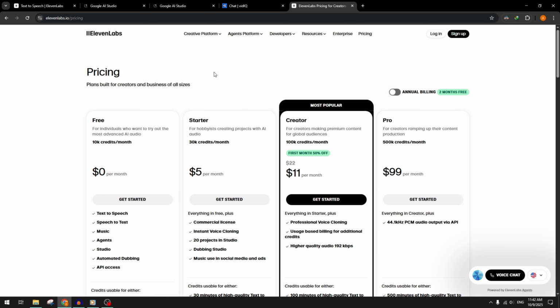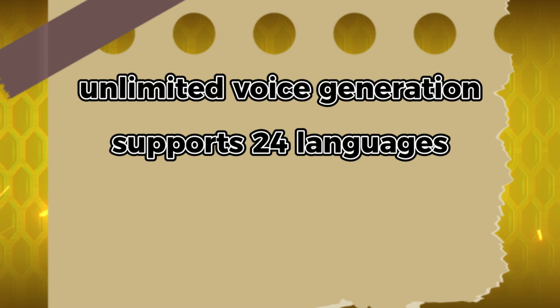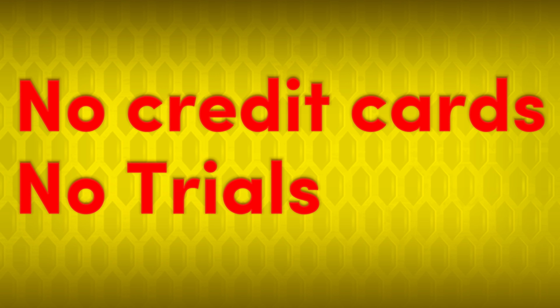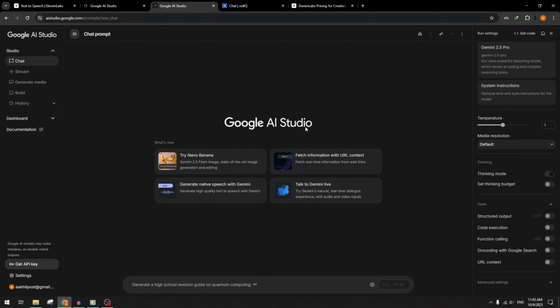But what if I told you Google has released something that gives you unlimited voice generation, supports 30+ voices in 24 languages, and it's completely free. No credit card, no trials, just pure value. Meet Google AI Studio. And this isn't just another text-to-speech tool. This uses Google's Gemini 2.5 Pro model, the same AI powering their newer innovations.